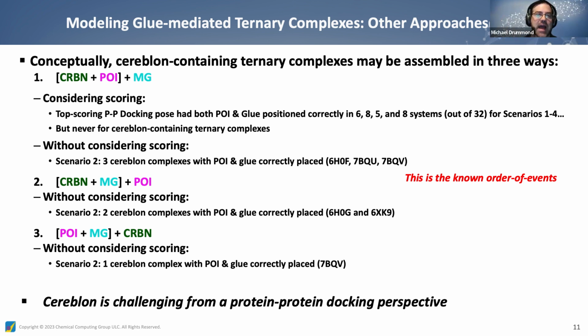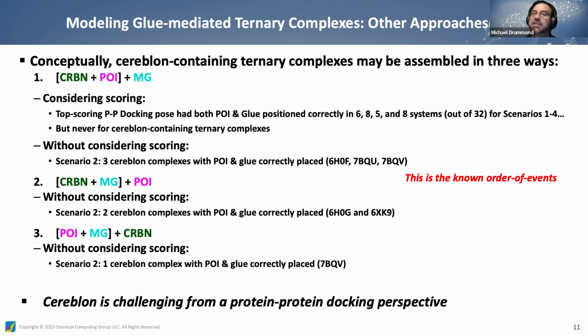So if we go back to those three methods I talked about, those three orders of events for piecing together these ternary complexes, just to summarize what I just showed on the previous slide, sometimes we can get both the glue and the protein of interest correctly predicted, but never for cereblon. This is with the approach where we take the two proteins first, and then the glue comes in as a second step. What if we try a different order of events?